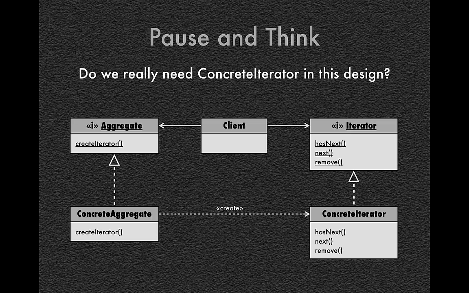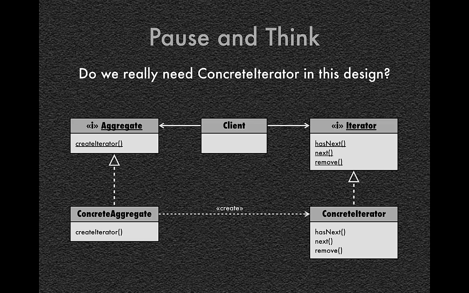For a collection to be iterable in Java, meaning that you can use the enhanced for loop with that collection, some people call the enhanced for loop a for each loop, it can either implement an inner concrete iterator class, as shown here, or it can implement the hasNext, next, and remove methods in the class itself. So we certainly can eliminate the concrete iterator.